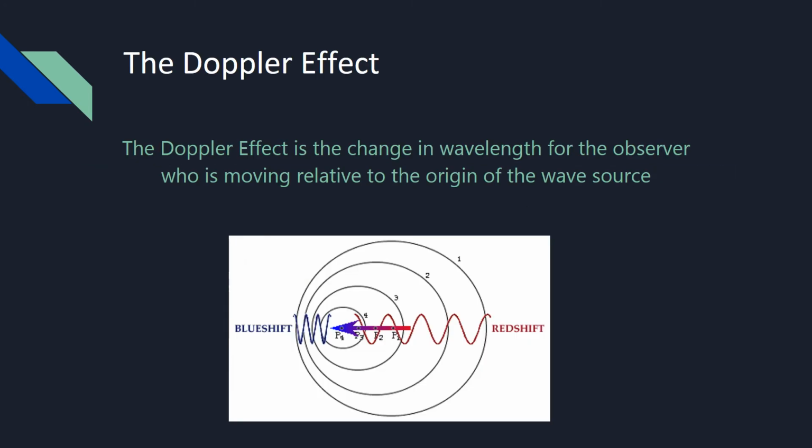So the Doppler effect is the change in wavelength for an observer who is moving relative to the source of the wave. In that image, you can see as the wave comes closer to you, it will become higher pitch. That is just like when an ambulance is driving by you and it approaches you and you hear the pitch change.